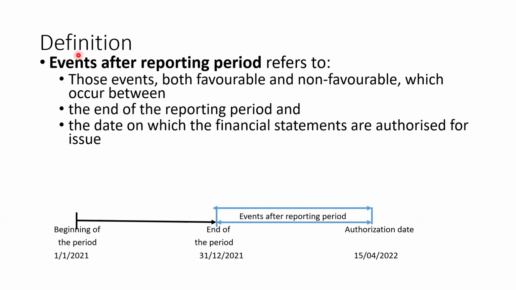So going back to the definition, those events, both favorable and unfavorable, which occur between the end of the reporting period and the date on which the financial statements are authorized for issue. Events happening within this period, we call them events after the reporting period. Is it clear up to this point? Friends, is the definition clear?